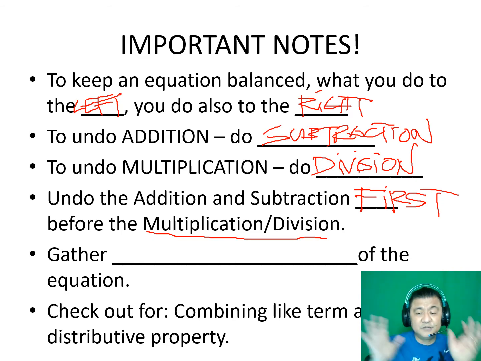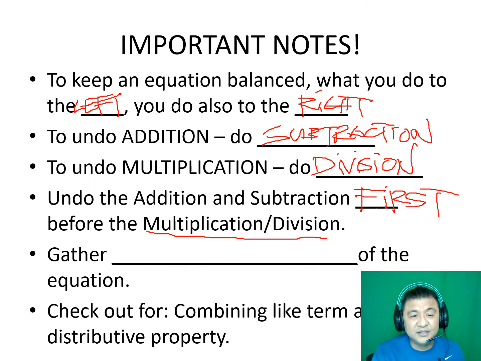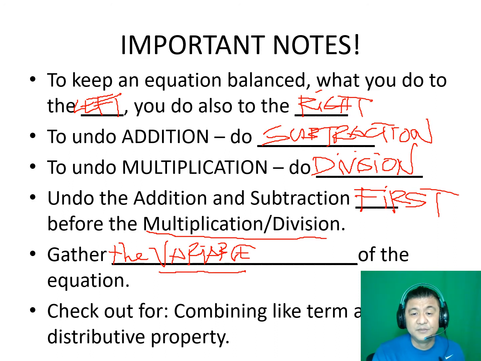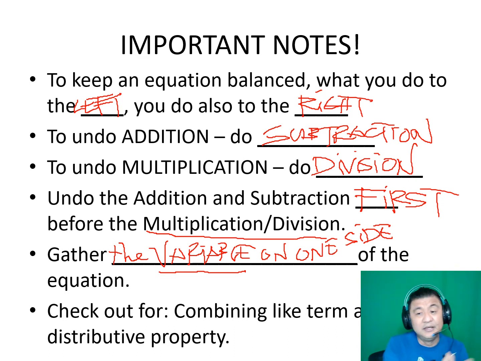Now, what else? If there are x's on the left and the right, you can gather the variables, the x, the y, whatever variable you want to solve for, on one side of the equation. Either you gather it on the left or on the right, okay? But preferably gather it on the left side. Okay, that's what we're going to do.